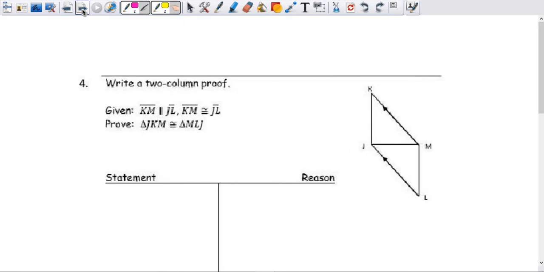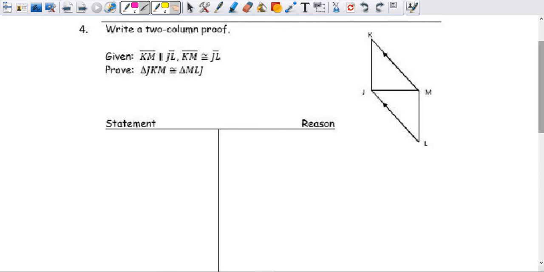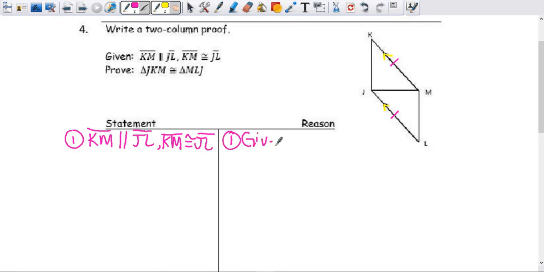All right, just 2 more proofs. They all use different kinds of things that you will see. So we had bisectors, and we had our basic side, side, side proof. Now we're going to work with parallel lines. So it says that KM is parallel to JL. So it looks like we already have those parallel arrows here for KM and JL, and we also have that KM is congruent to JL, so I will mark those congruent. So I'll make those my first statement, KM parallel to side JL, and KM congruent to JL, given to start. Okay, and we're going to prove that these triangles are congruent.